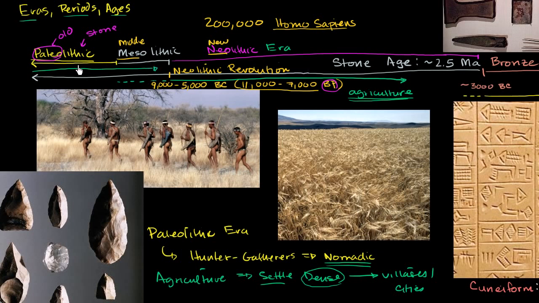So another way of thinking about this whole period, from when people were hunter-gatherers all the way to about 11,000 to 7,000 years ago, when they developed agriculture, this whole period is called the Stone Age. And the Stone Age is this biggest age. And there's just different ways of describing it.